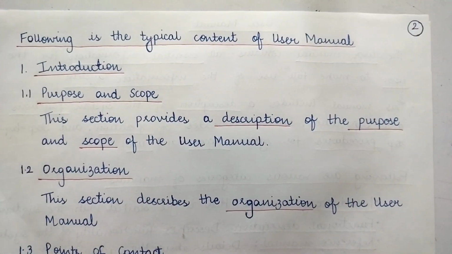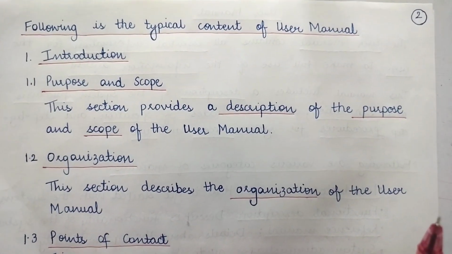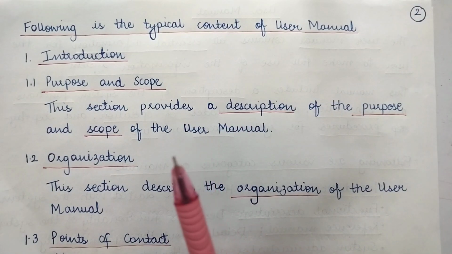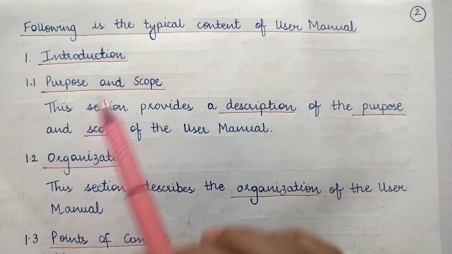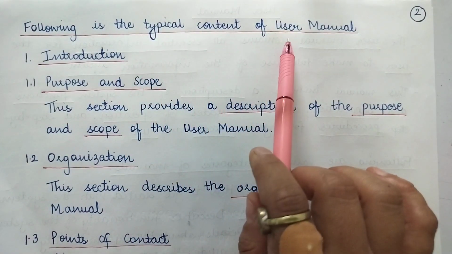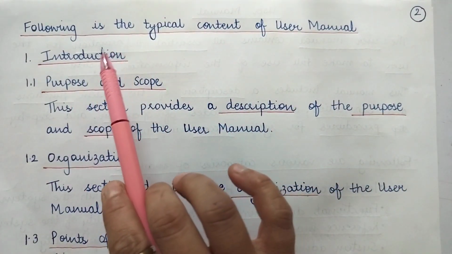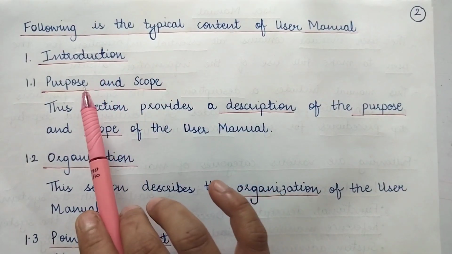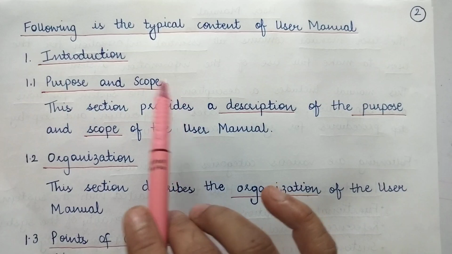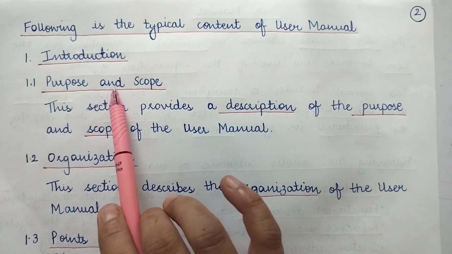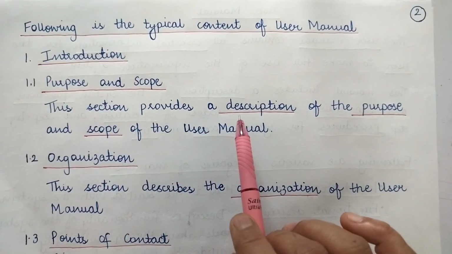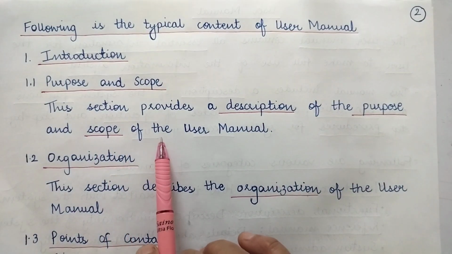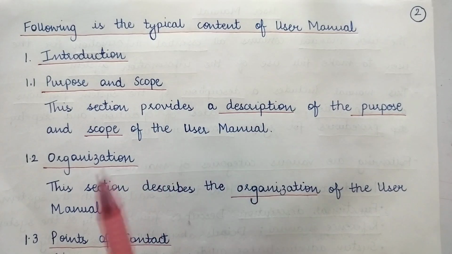Now, how does a user manual generally look like? With a few variations here and there in each and every user manual, in a general sense, a typical user manual would look something like this. First of all, it would have the introduction section. Now within the introduction section, it would have a subsection of purpose and scope. In this particular subsection, that is purpose and scope, it usually provides you the description of what the purpose of this particular system is and what is the scope of the user manual.